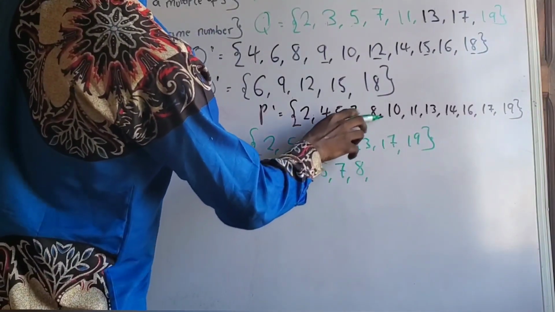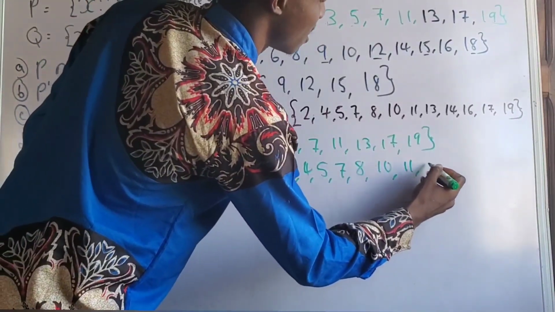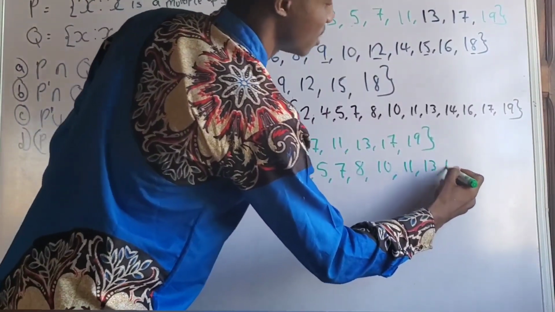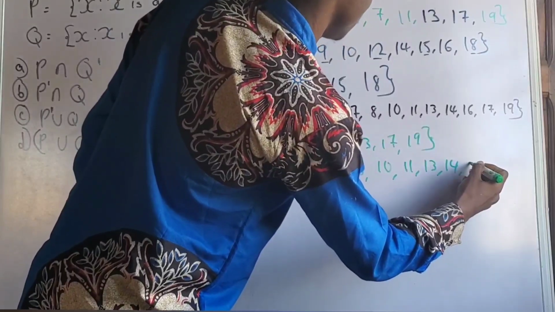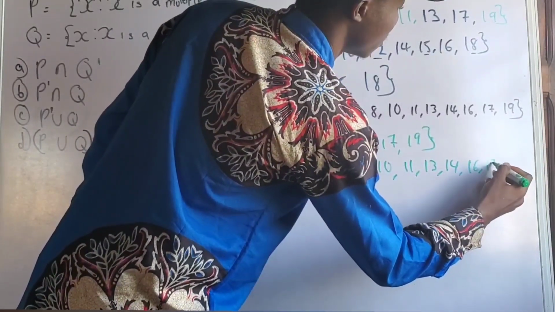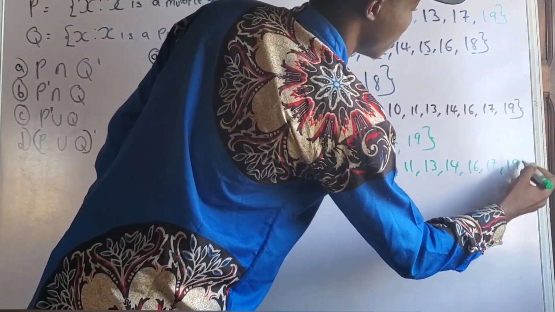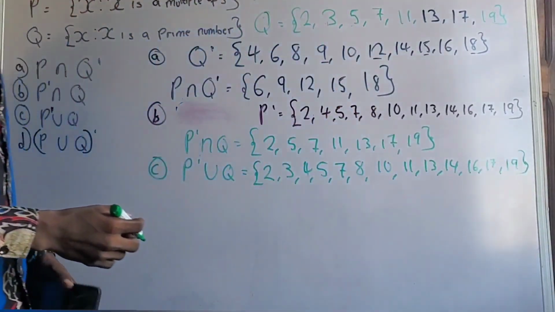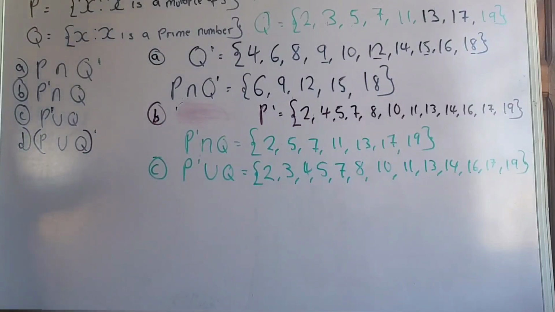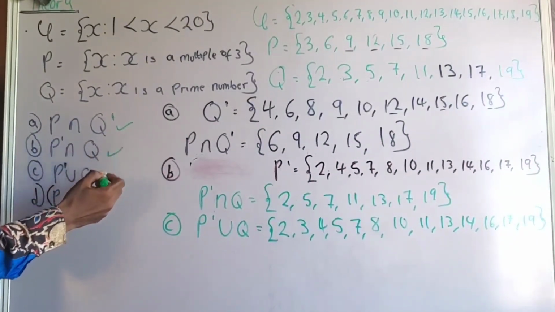After 8, what do we have? We have 10. Okay, put 10. We have 11. We have 13. We have 14. We have 16. Okay, 16. We have 17. We have 19. Okay, so this is P complement union Q. So we are done with this question. We are done with this.